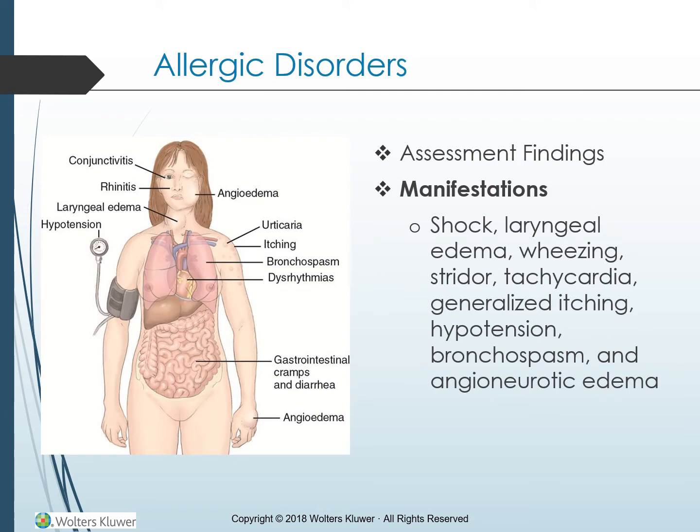Assessment findings. Signs and symptoms. Manifestations of anaphylactic reactions include shock, laryngeal edema, wheezing, stridor, tachycardia, and generalized itching, as well as hypotension, bronchospasm, and angioneurotic edema, as described previously. Less severe localized hypersensitivity responses can include watery eyes, increased nasal and bronchial secretions, sneezing, vomiting, and diarrhea. Additional symptoms include hives, urticaria, itching, and localized redness in the conjunctiva of the eyes.